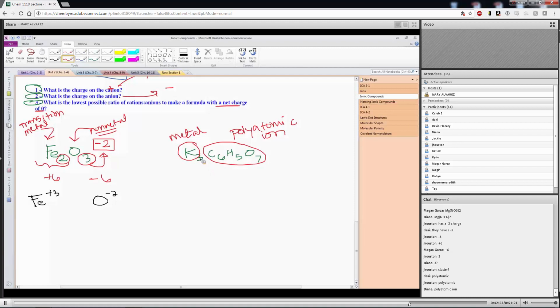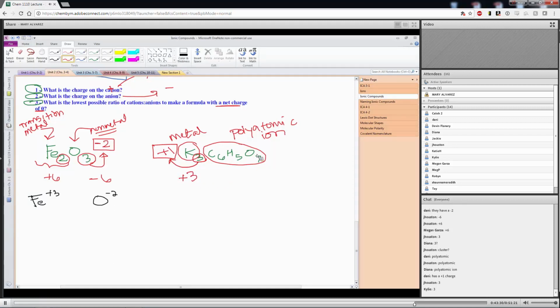Potassium. Potassium has a +1 charge. By definition, always +1. Excellent. And how many of these potassium ions do I have? I got 3 of them. 3 at +1 gives me a total charge contribution by the potassium of +3.